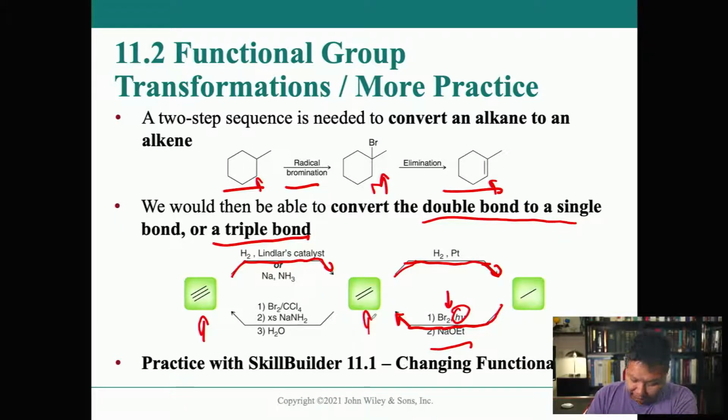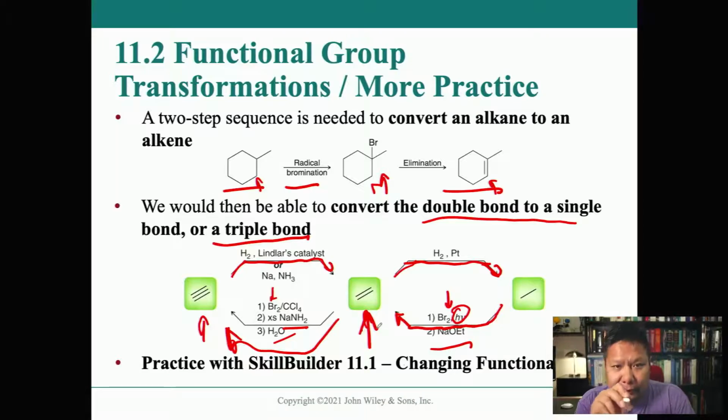And then, of course, if you wanted to go even further, you can go straight back to being the triple bond again, using bromine and carbon tetrachloride with the excess sodium amide and water. But in this particular slide, we're trying to get to the alkene. So it's just another way of getting back to the alkene.